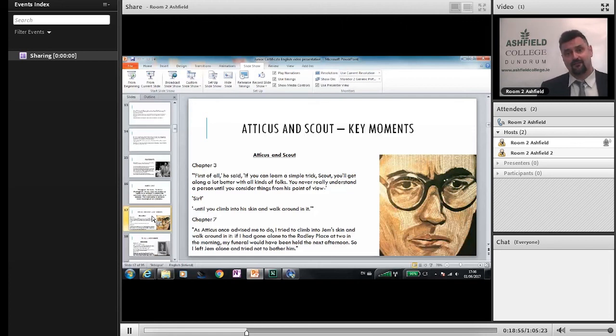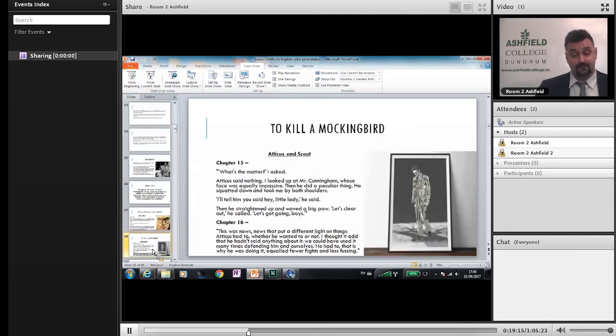In chapter 7, we can see how these words from Atticus have really hit the mark with Scout and how they've influenced her development as a character. "As Atticus once advised me to do, I tried to climb into Jem's skin and walk around in it. If I had gone alone to the Radley place at 2 a.m., my funeral would have been held the next afternoon. So I left Jem alone and tried not to bother him."